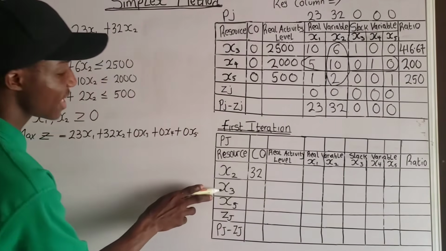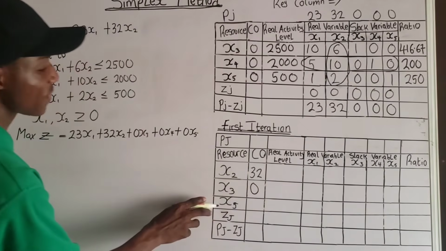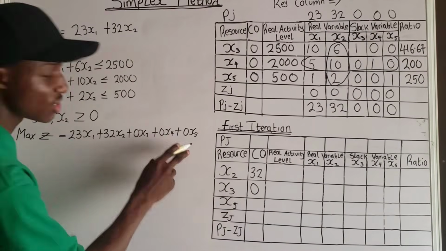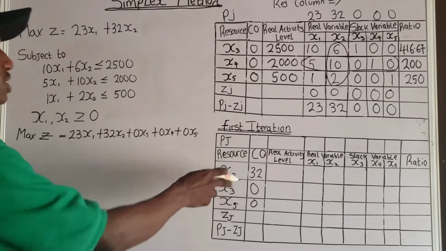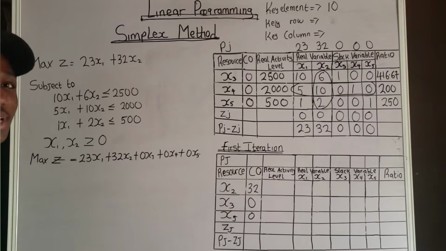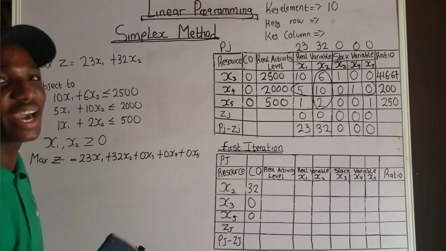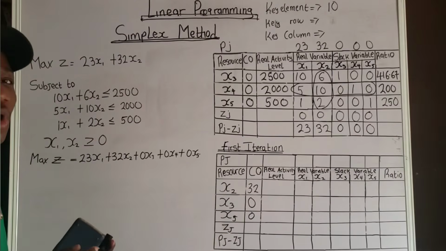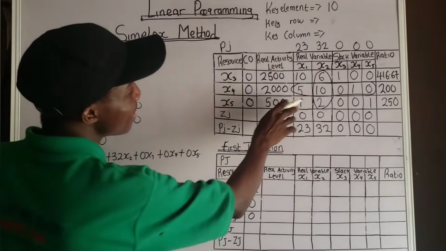The coefficient of x3 in the objective function is 0. So I'm going to have 0. The coefficient of x5 in the objective function is what? 0. So I'm going to have 0 in this place. Okay, let's proceed to real activity level. I want to tell you that to get the new value of row x2, I'm going to divide all the elements on my key row by the key element. Don't forget that the key element is 10.